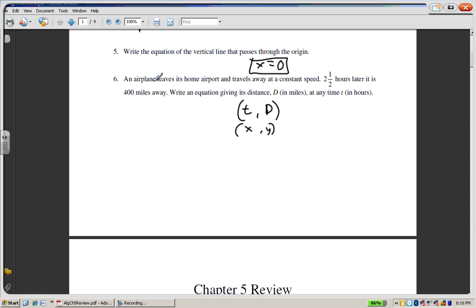Now, an airplane leaves its home airport, travels away at a constant speed. 2.5 hours later, it is 400 miles away. So the time is 2.5 hours. The distance is 400 miles.